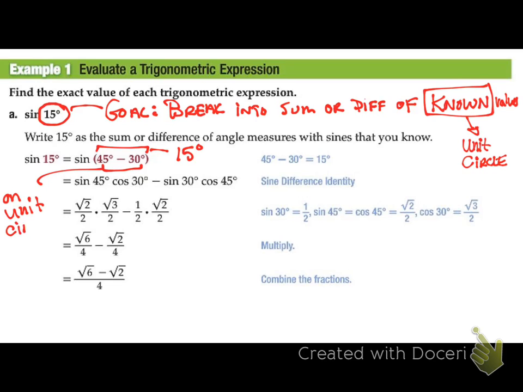And so it makes this a solution that we can figure out without using a calculator, basically by breaking down our unit circle values, where we know that sine of 45 degrees is root 2 over 2, cosine of 30 is root 3 over 2, and then we just do the math and combine our fractions to get our final exact answer. If we plug it into a calculator, we get an approximate decimal value for that.